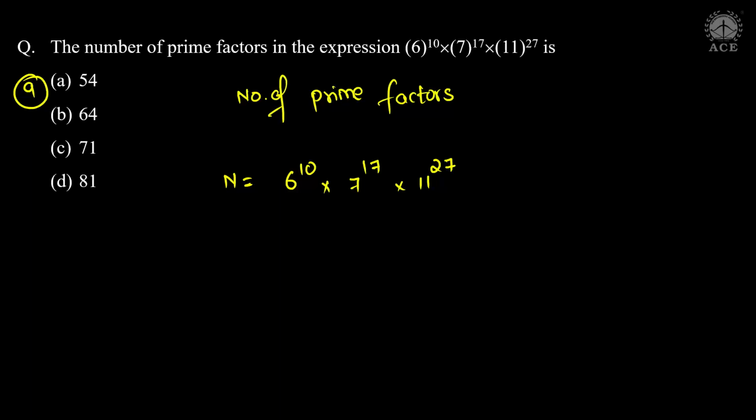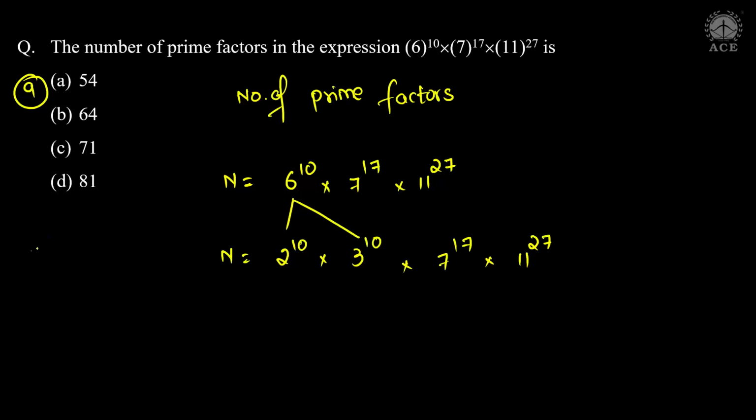6 power 10, 7 power 17, 11 power 27. See this, 6 power 10 is nothing but 2 power 10 into 3 power 10. 7 power 17, 11 power 27. Right. Now here, first we should write all this as prime number power.